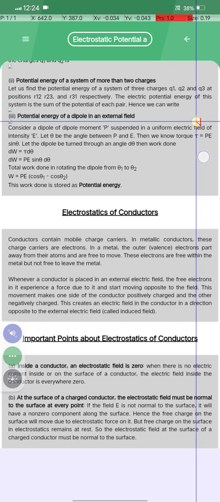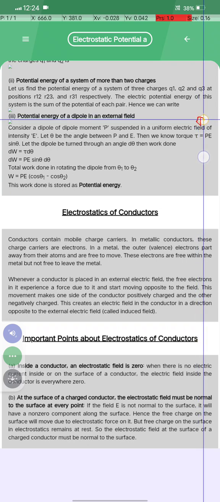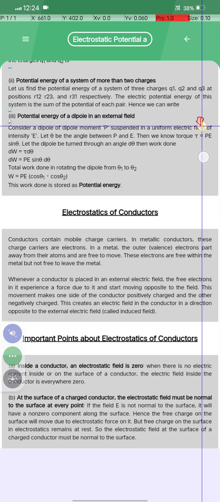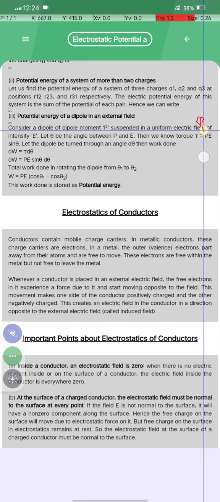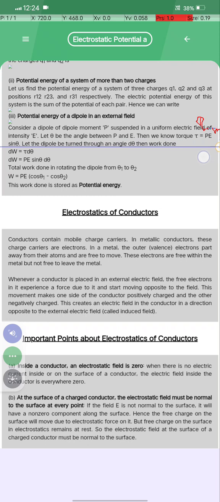Third, potential energy of a dipole in an external field. Consider a dipole of dipole moment P suspended in a uniform electric field of intensity E. Let theta be the angle between P and E. Then the torque tau is equal to PE sin theta. Let the dipole be turned through an angle d theta. Then the work done dW is equal to tau d theta.